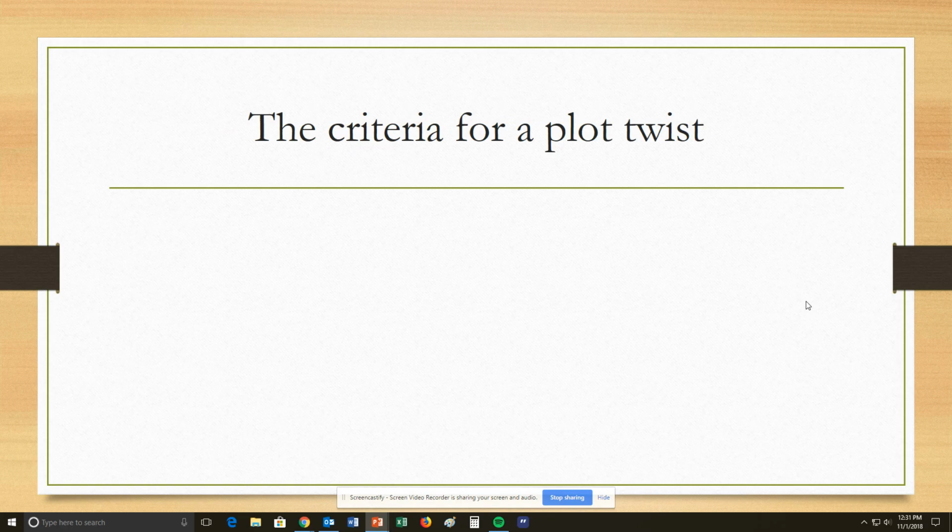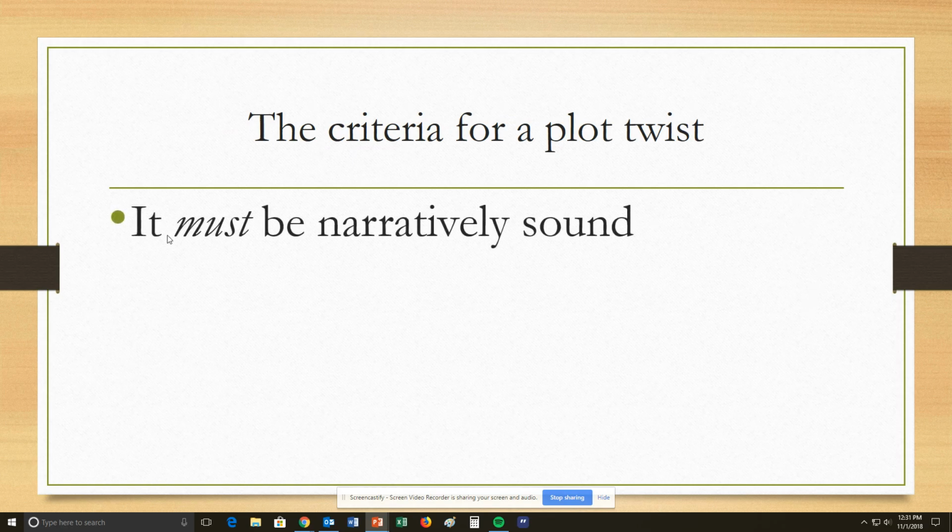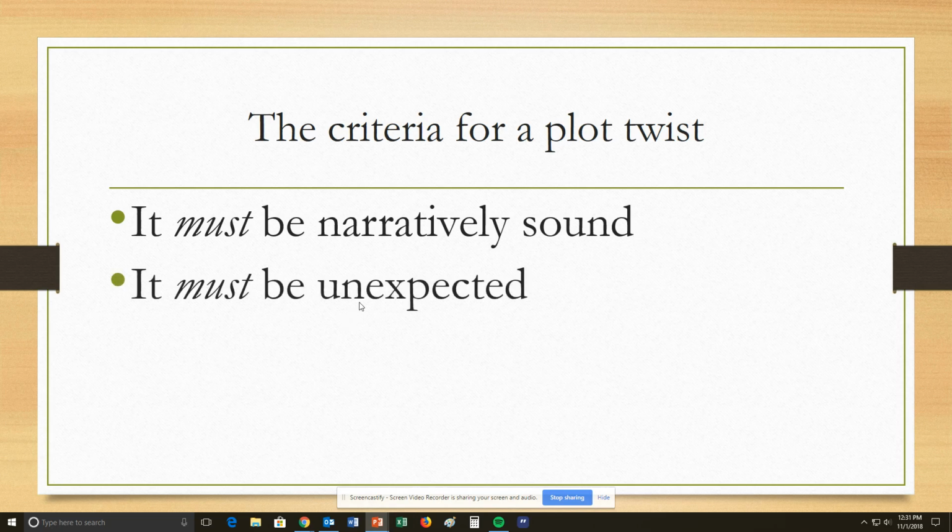All right, so some criteria for doing a correct plot twist. It must be narratively sound. That means it needs to somewhat follow the narrative and make some sense logically. It just can't come out of left field, which we will talk about in just a minute. It must be unexpected, okay? For a good plot twist, not only is it narratively sound and does it make sense, but the reader or the viewer doesn't necessarily see it coming.